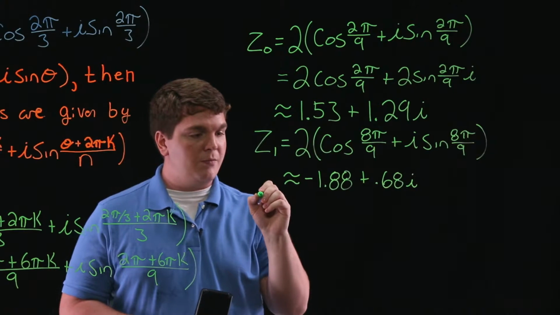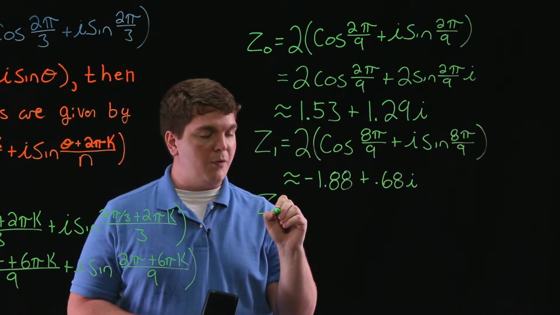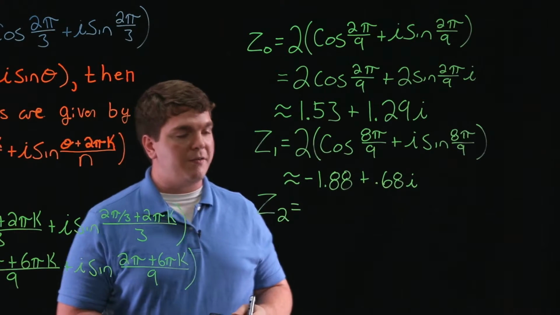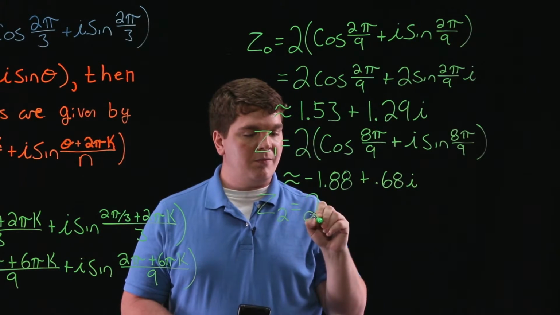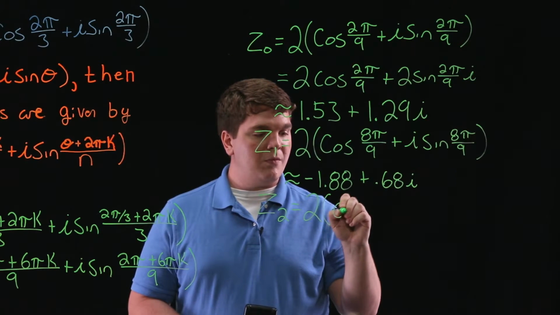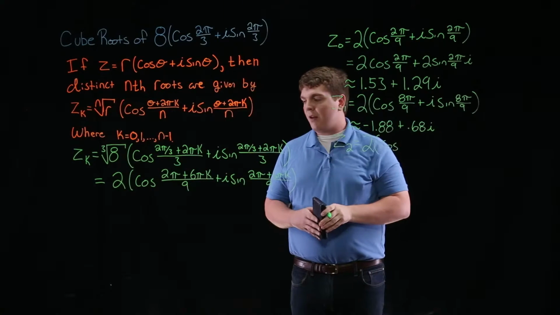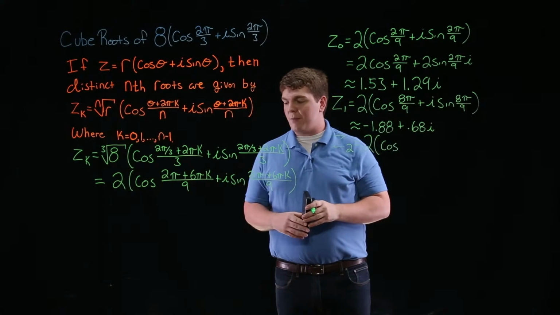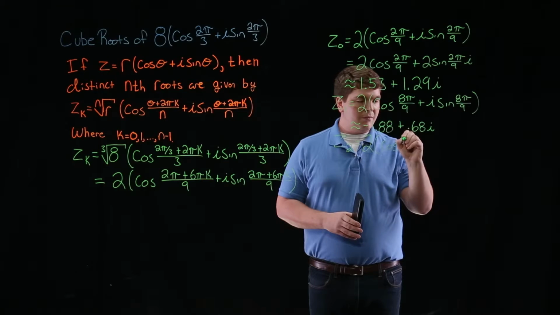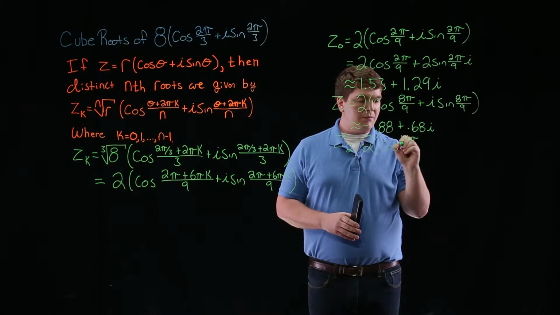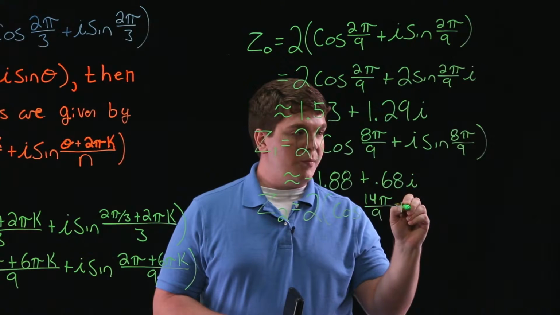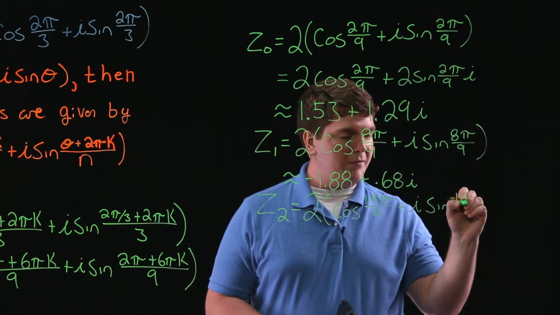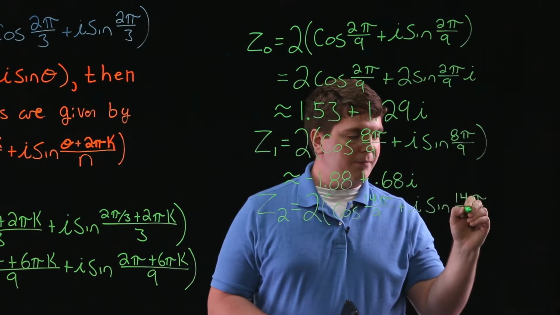Now let's find the third root. So we're looking for z sub 2. So here we'll want to substitute 2 in for our value of k. So this is 2 times cosine of 2 pi plus 12 pi, which is 14 pi divided by 9, plus i times sine of 14 pi divided by 9.